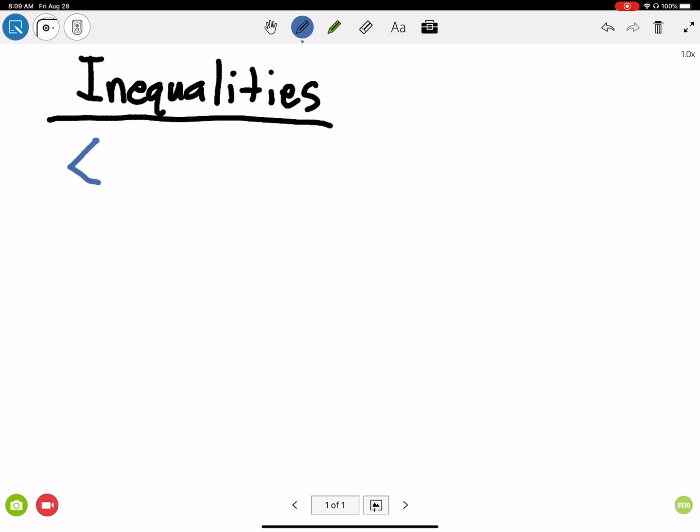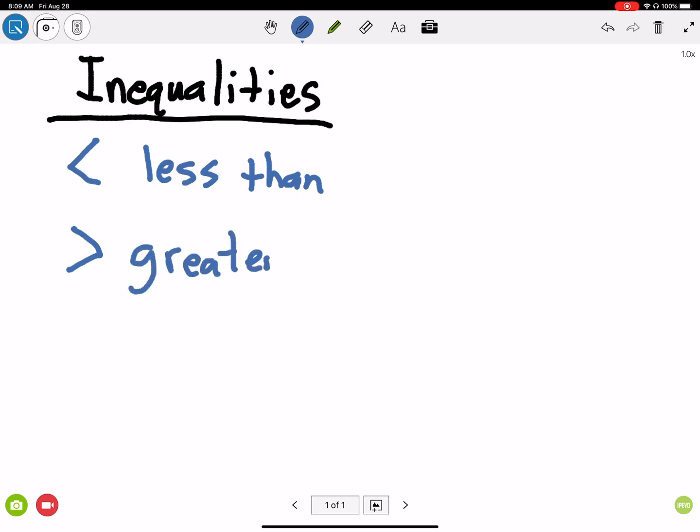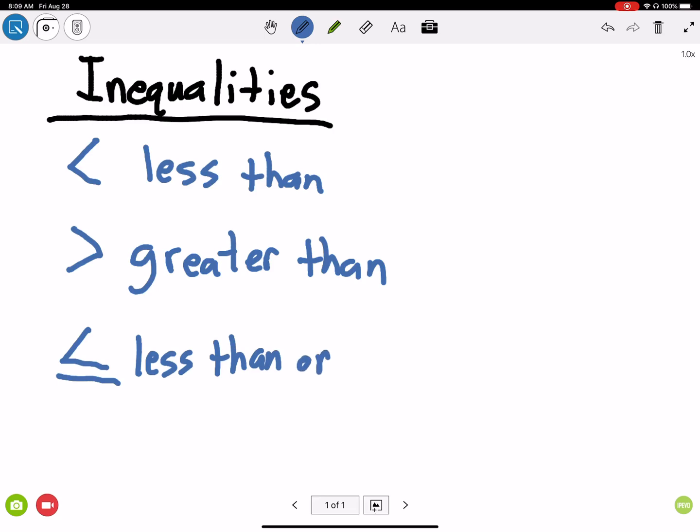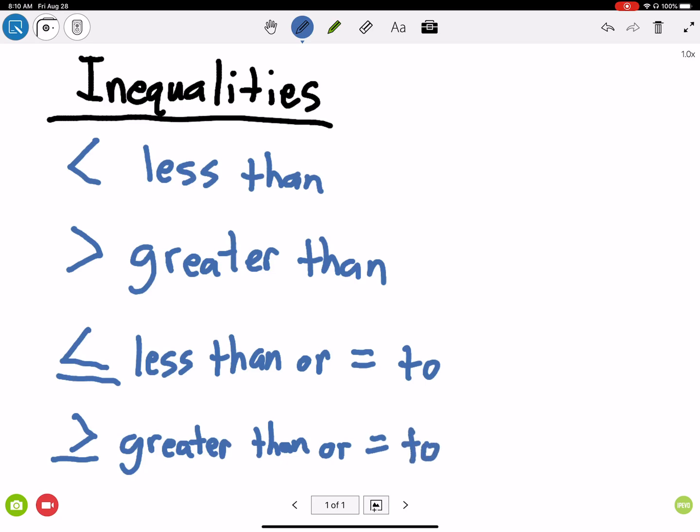less than, greater than, less than or equal to, and finally, greater than or equal to, okay? These are the four inequality symbols that everybody should know by now.